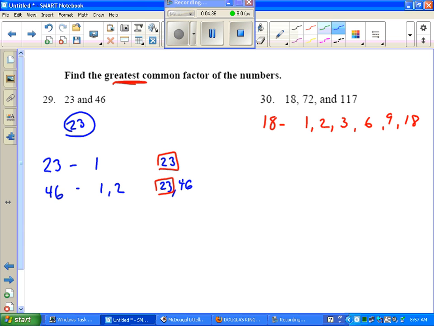We already know that the number 18 won't go into it, so what we want to do is try the next one and see if we can multiply 9 by something. We know we can multiply 9 by 8 and get 72. We want to see if we can multiply 117 by something, by 9, and get a number.